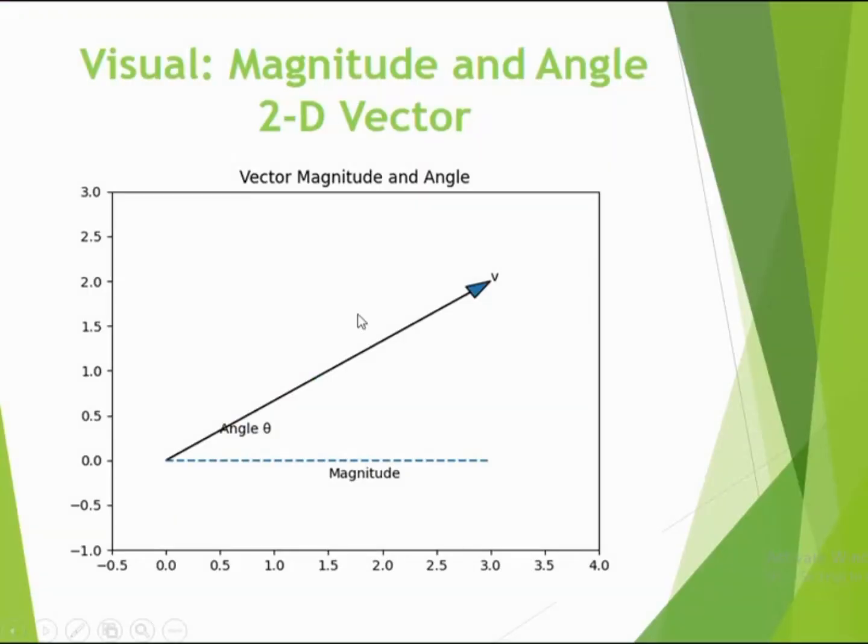First, let us see how a vector is drawn visually in 2D XY coordinates. Let us say we have a 2D vector. This is the angle part which we are talking about, and this is the magnitude part, the length of the vector. This is how a 2D vector looks.